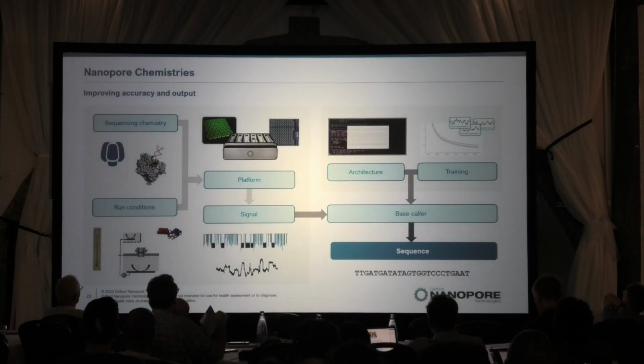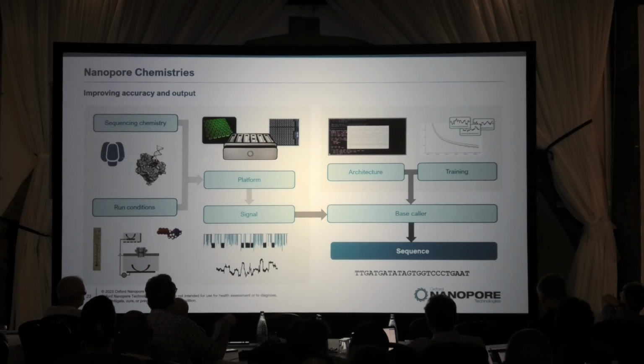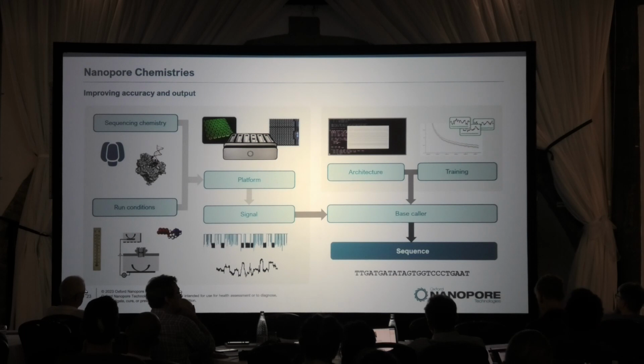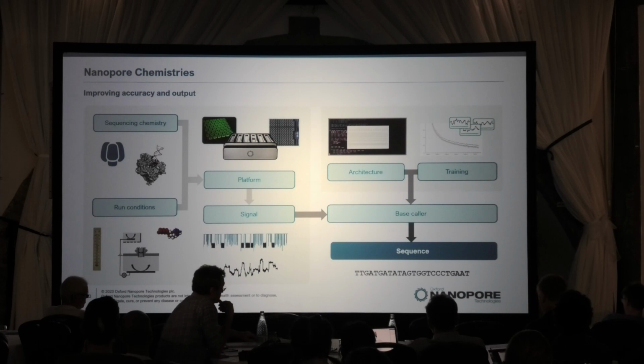Just to give an overview of everything that goes on within our platform and how it all comes together, we've got the sequencing chemistry, which is essentially the pores and the motors and the feathers and the sample prep and everything else. We've got the run conditions, which is how we actually run our flow cells: temperature, voltage, buffers, fuel type, all sorts that go into there. We combine these two onto the platform, which is the PromethION, or our MinION, which will also contribute a certain amount of platform noise or platform signal to our squiggles. All of this combines together to give our signal, or our squiggle.